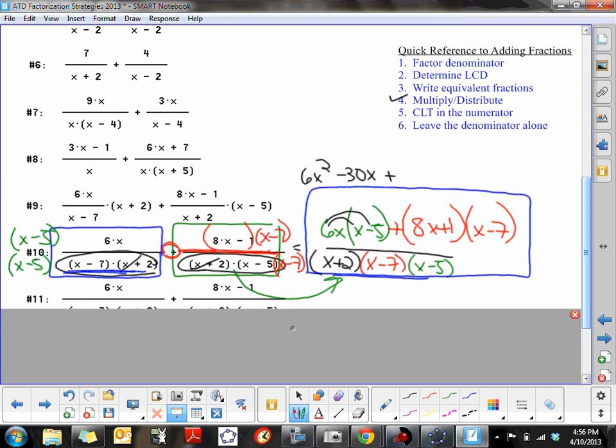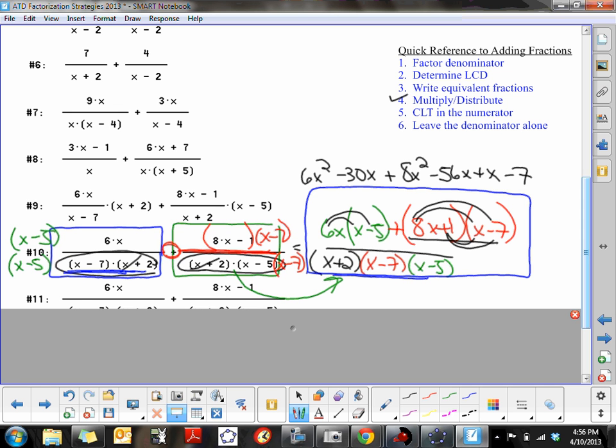Then we got plus. Now we got to do our FOIL on this. So 8x times x is 8x squared. 8x times a negative 7 is a negative 56x. Then the innermost is plus another x. And our last is going to be minus 7.